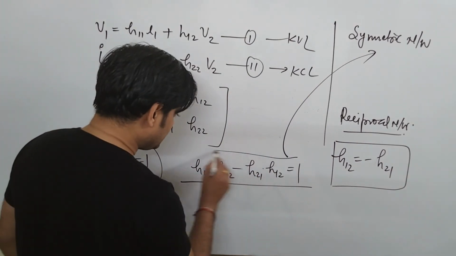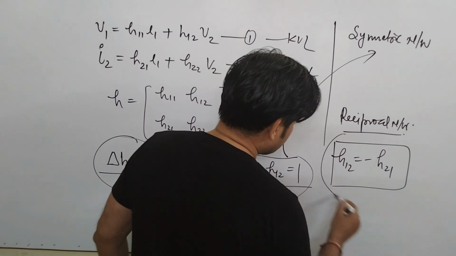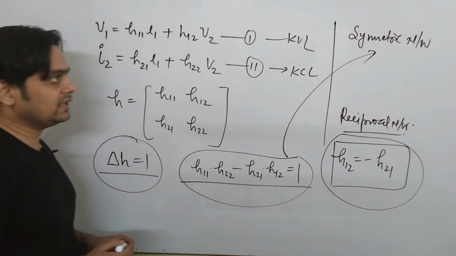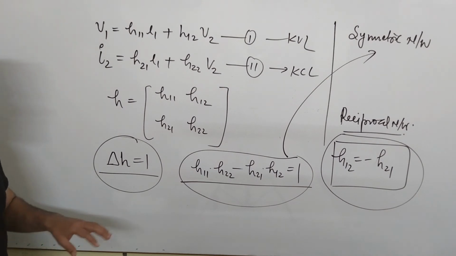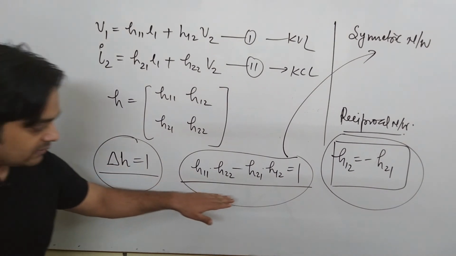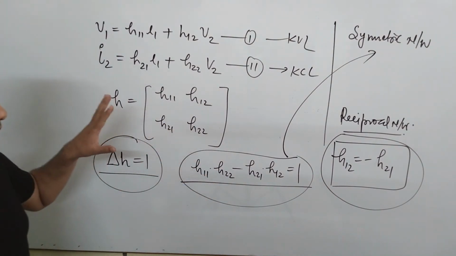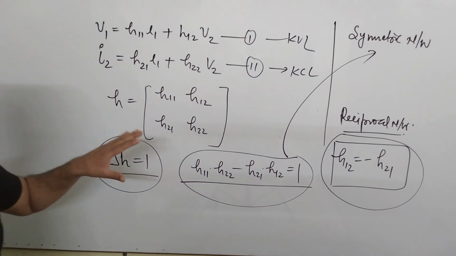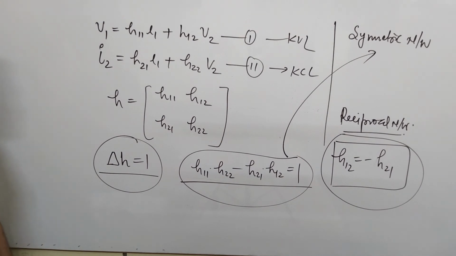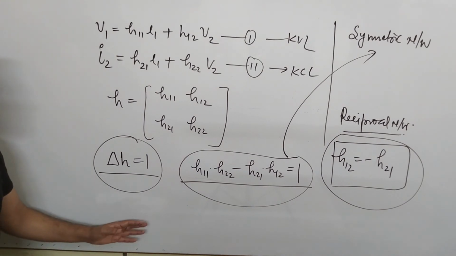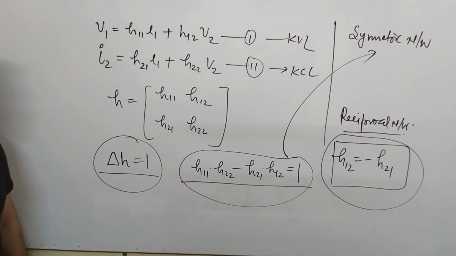You have to remember these conditions. These conditions are used in various problems to solve them. So for symmetrical, this condition must be followed, then the network is referred to as symmetrical network. If this condition is followed, then the network is referred to as reciprocal network. So this is all about the H parameters. Now in my next video we will see the rest of the parameters.